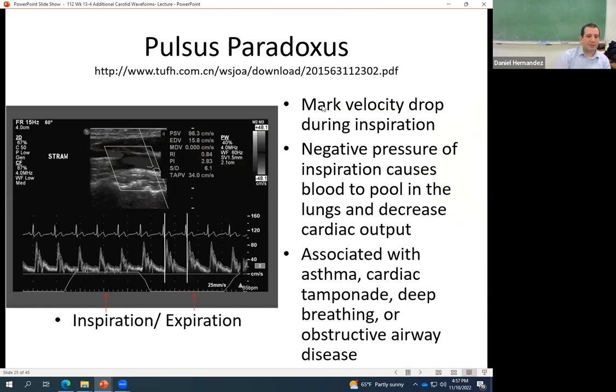Pulsus paradoxus. So you guys are going to learn about this too in echo, go into this a little further. So this is when we get alternations in our velocities with inspiration and expiration. So with the patient breathing in and breathing out, we have changes in the velocities. So with inspiration, those velocities go down. When the patient breathes out, we get an increase in velocity.